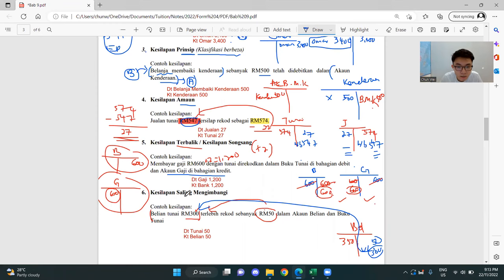But then for this saling mengimbangi, they straight away give you berapa yang record salah? 50 ringgit. Here they say terlebih record 50 ringgit. So here, you can straight away use this 50 ringgit and enter here. But then for kesilapan amount, you have to minus first, then the perbezaan, then only you do the pembetulan. You see the difference? So, the one that gives you the amount straight away, we call it saling mengimbangi. And if they give you two different amounts, then it is called kesilapan amount.